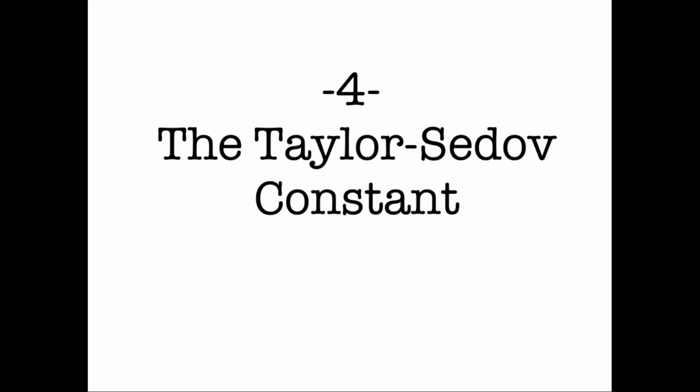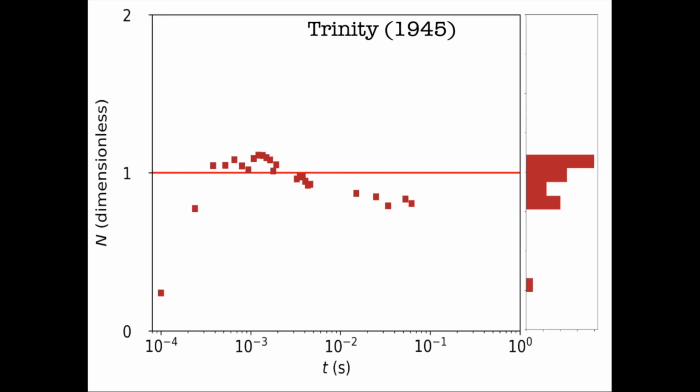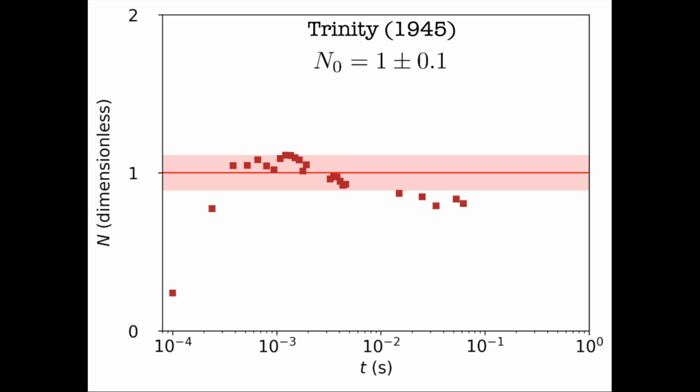The value of the plateau of n, which we can call n naught, is what we call the Taylor-Sedov constant of an explosion. Let's go back to our favorite example, Trinity. What is the value of the plateau for the dimensionless number n? We can plot a distribution of the value of n throughout the duration of the explosion. The first 2 points are clearly off. We'll come back to them soon. If we leave them out, we can obtain the mean value of n and its standard deviation to compute the value of the Taylor-Sedov constant with an associated range of uncertainty. Trinity is in pretty good agreement with Taylor's regime.